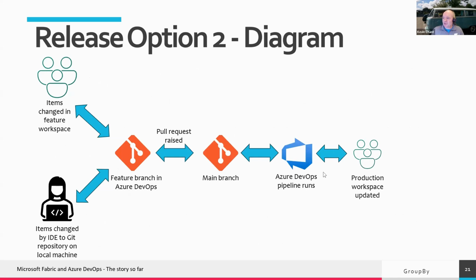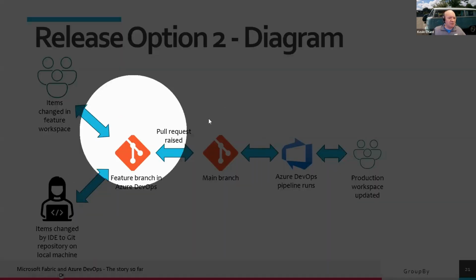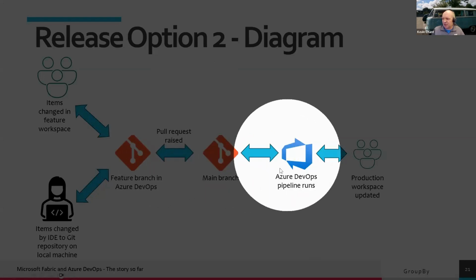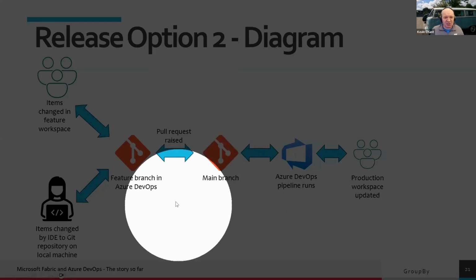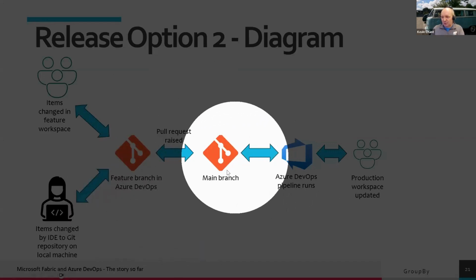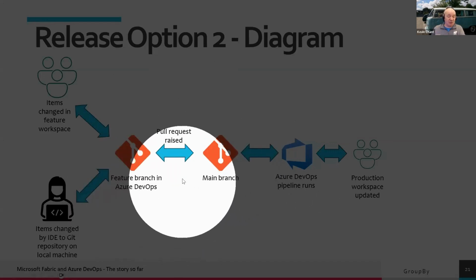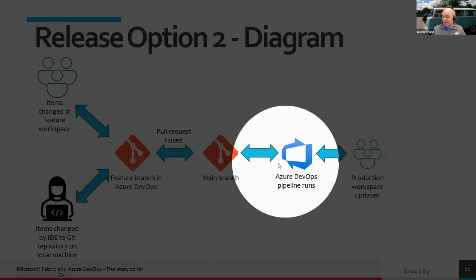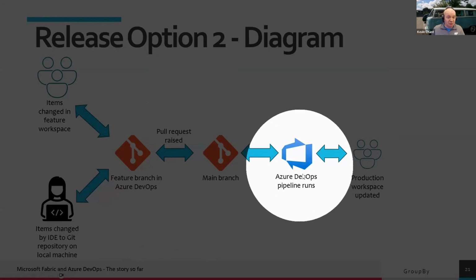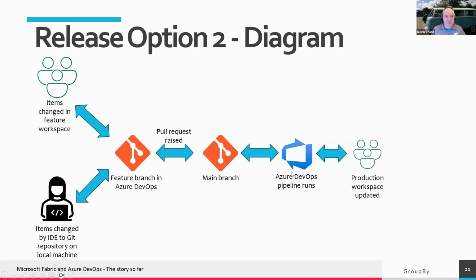So next up, here's a diagram just to show how it works. It's similar to how we showed development processes already. But what Microsoft says, when you've done your pull request to your main branch, could be another branch name, then actually run the pipeline to deploy the update. So a typical way to do this is by calling APIs.